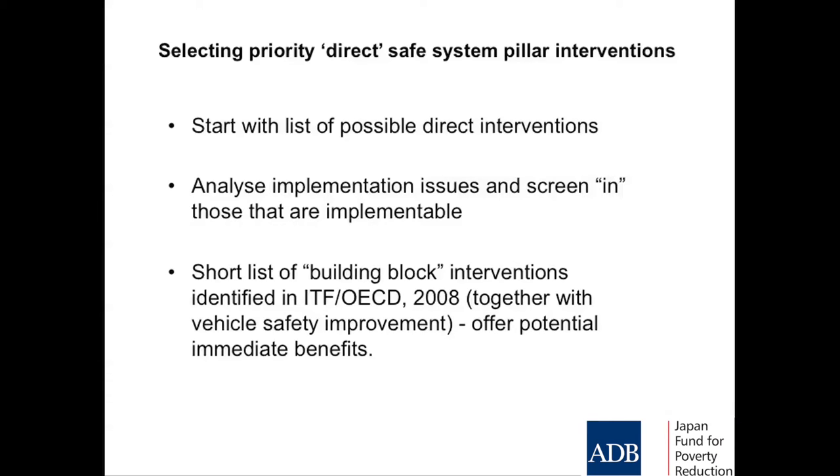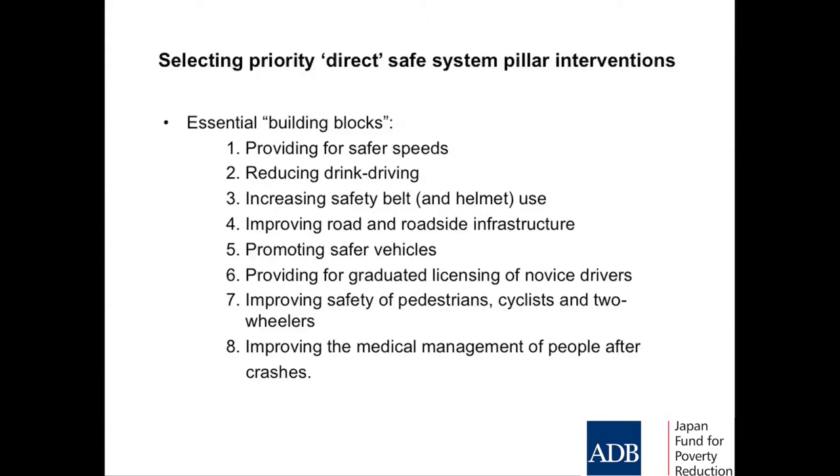And the OECD work back in 2008, we talked about this report yesterday. This report, the Towards Zero report, OECD 2008, identified building block interventions. So it looked at what are the basic interventions that we would suggest you focus on initially. Well, here they are. This is out of the report. Safer speeds, reducing. This came out of surveys of all the OECD countries.